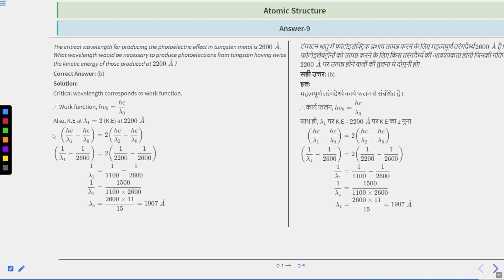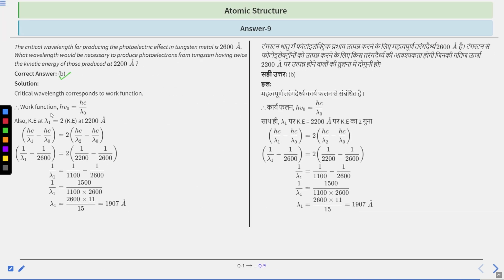Okay, let's see. So it has a correct answer of option B. Critical wavelength corresponds to work function. Now, work function is given by h nu naught, which is equal to hc by lambda naught. Also, kinetic energy at lambda 1 is equal to twice the kinetic energy at 2200 angstrom wavelength, and it is mentioned in the question, right? So we write the kinetic energy at lambda 1, which is hc upon lambda 1 minus hc upon lambda naught, is equal to twice of hc upon lambda 2 minus hc upon lambda naught.